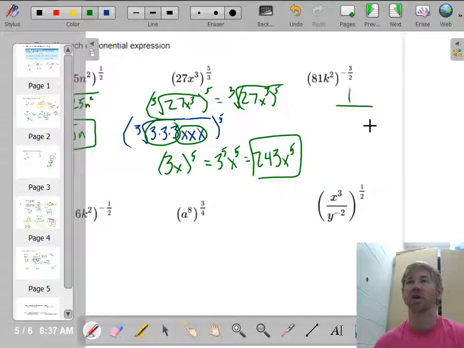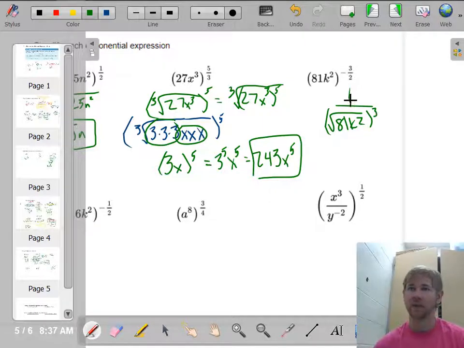So I'm going to put 1 over, and this is the square root of 81k squared, that's underneath, to the 3rd power. So the fact that it's negative just means we're going to put it in the bottom of a fraction. We'll put the 1 in the top. 1 over 81k squared, since it's a denominator of 2, it's a square root. And since it's 3 for your power, we're going to take it all to the 3rd power.